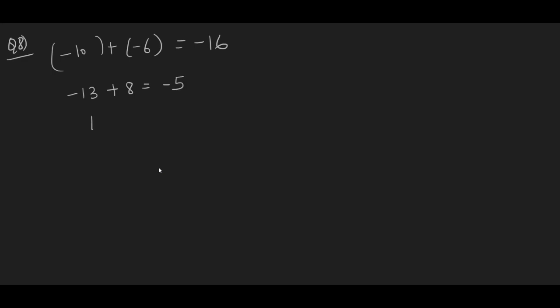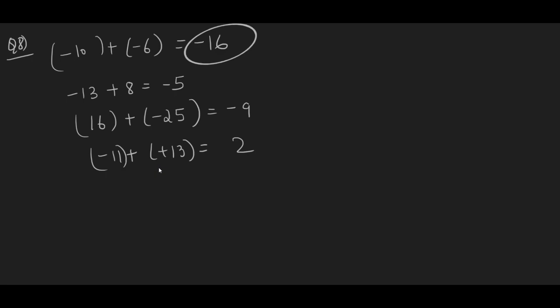C part you have 16 plus minus 25, so this will be minus 9. And the D part you have is minus 11 plus 13, so this will be, children, 2. So the least of all the 4 is minus 16. So this is your correct answer.